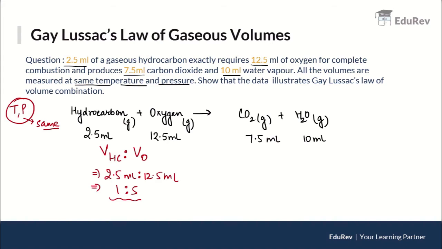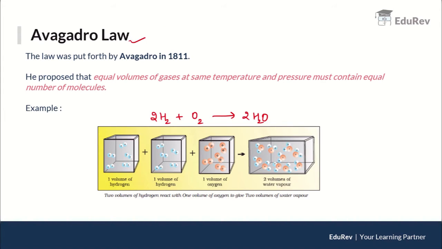The last law is Avogadro Law. Avogadro was a scientist who gave this law in 1811. He proposed that equal volumes of gases at same temperature and pressure must contain equal number of molecules. Okay, so the condition he gave was same temperature and pressure. So he said that gases having equal volumes will also have equal number of molecules.